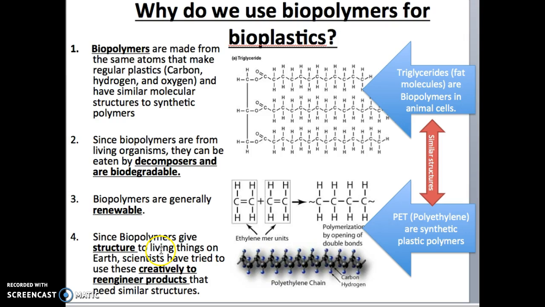And the fourth reason is because biopolymers give structure to living things on Earth, scientists have tried to use these to creatively re-engineer products that need similar structures. So if you compare the structures of a triglyceride to PET, you can see that there are some similarities among some of the molecules. So the question is, are we able to take these structures and re-engineer them some way to make a product that's similar to plastic that can be biodegradable, right?